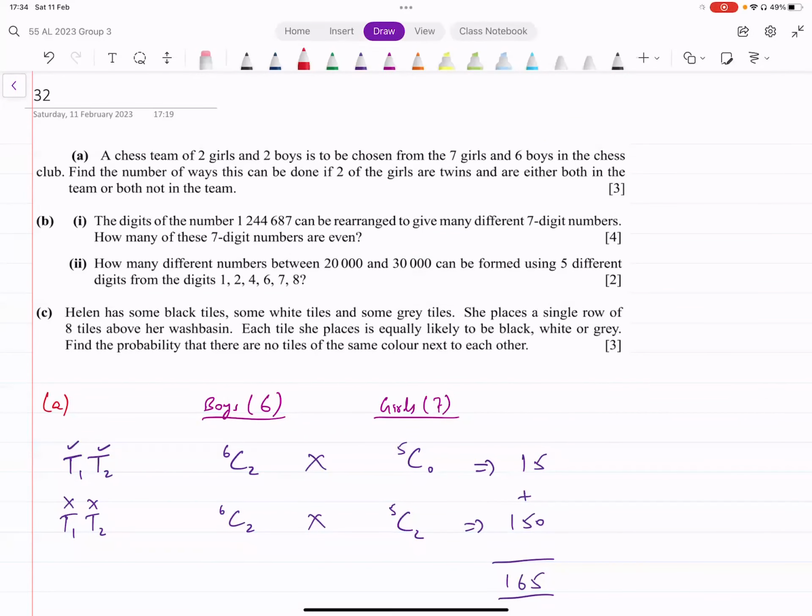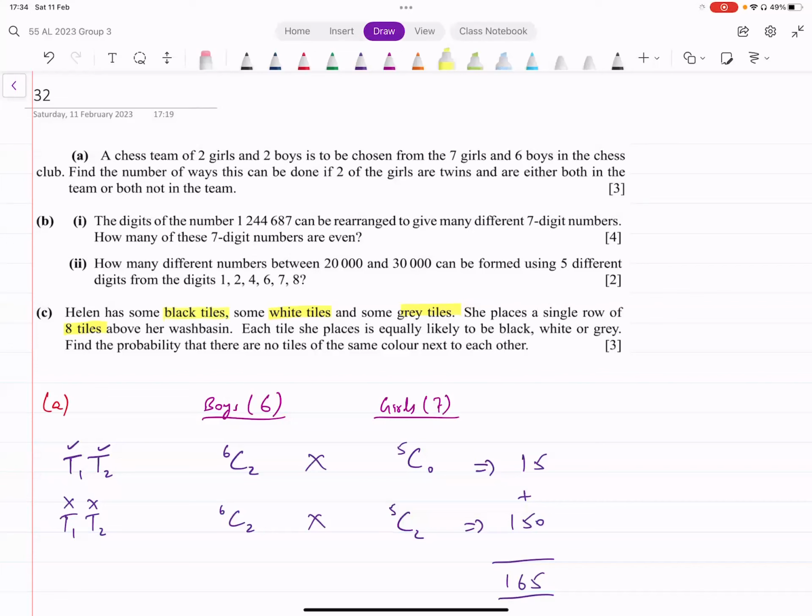Now Helen has some black tiles. Some white tiles and some gray tiles. She places a single row of 8 tiles above her wash basin. Okay, some white tiles and some gray tiles. Now some of them are placed in a single row of 8 tiles above her wash basin. Each tile she places is equally likely to be black, white, or gray.